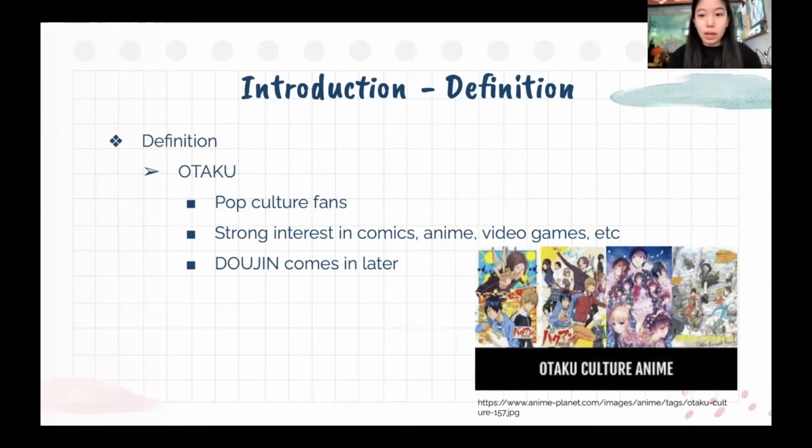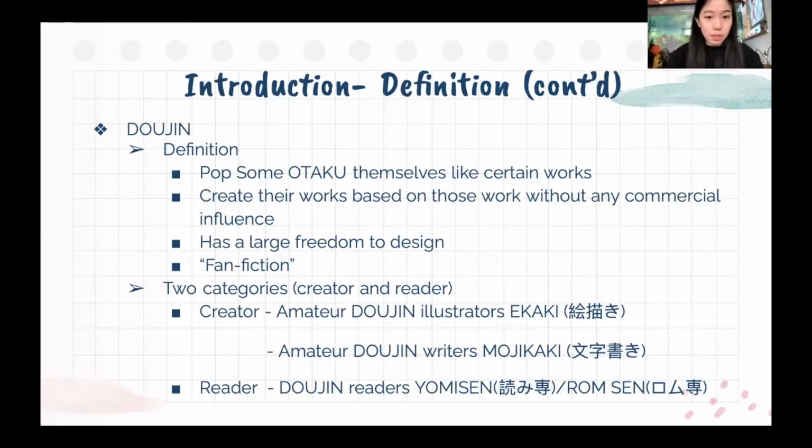First of all, I'm going to talk about the definition of otaku. Otaku mainly refers to pop culture fans who have a strong interest in comics, animes, video games, and so on. And then doujin comes in later. Doujin means that some otaku themselves like certain works and then create their own works based on those works without any commercial influence. Their creations may be drawing new comics, creating novels, and so on.